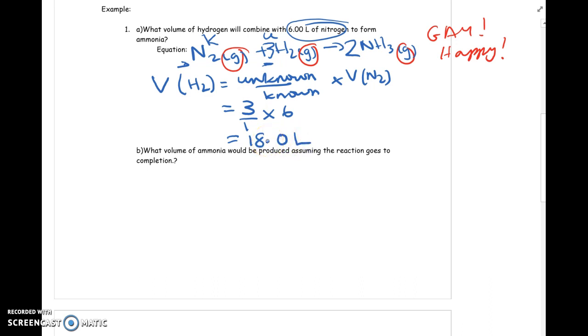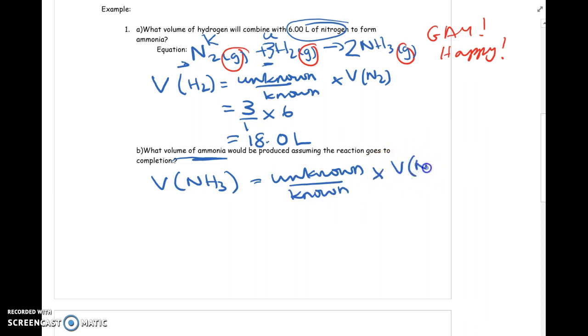Now let's try a second part of the example. What volume of ammonia would be produced, assuming the reaction goes to completion? So the volume of ammonia will equal unknown over known times the volume of our known, which is nitrogen. So the unknown is 2, our known is 1, times the volume of the known, which is 6, so it comes out to 12.0 litres to 3 significant figures.